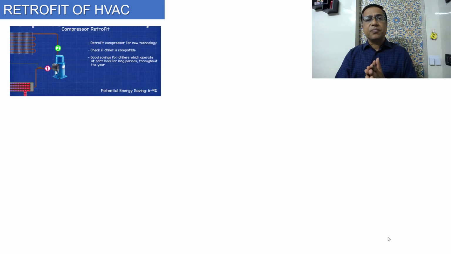When we talk about energy saving and retrofitting for energy saving, the chiller is a major source of energy consumption. We can look at the compressor retrofit. We can remove the existing compressor, check the suitability, check the compatibility, and go for higher efficiency compressors which are available in today's market. The range of energy saving would be between 6 to 9%.